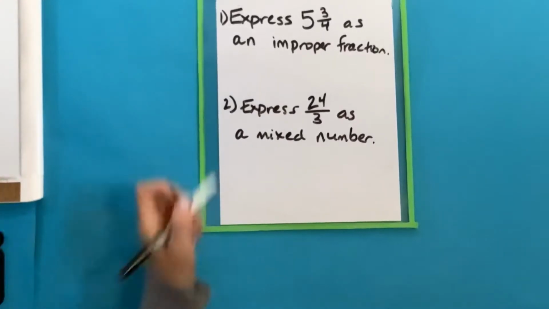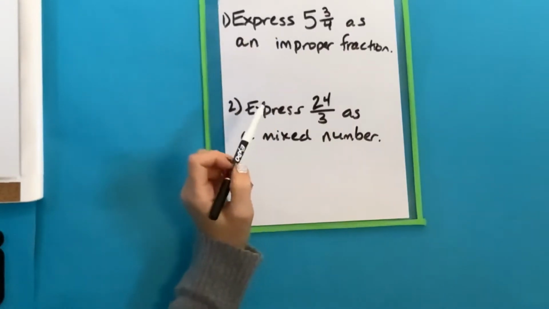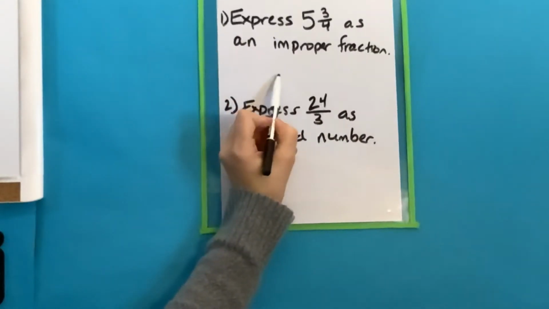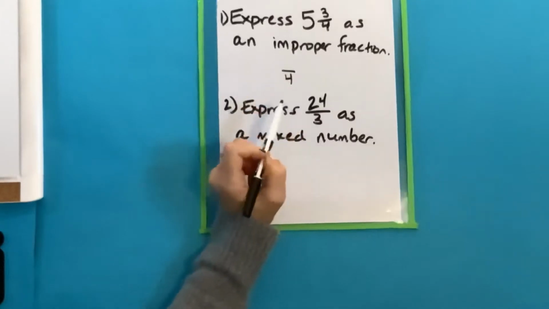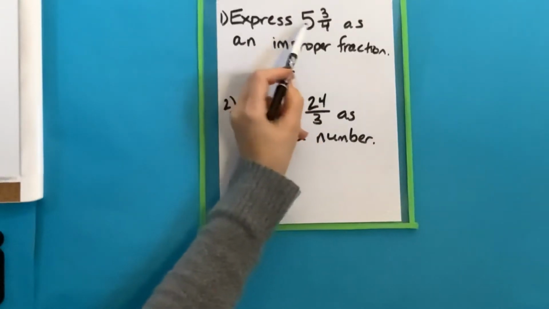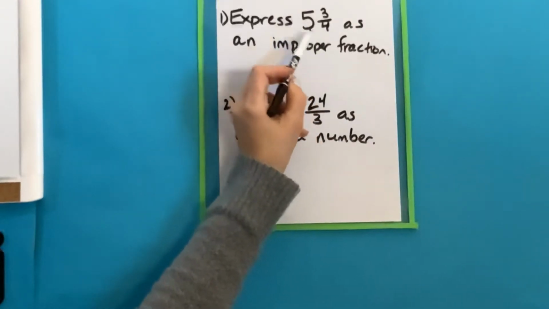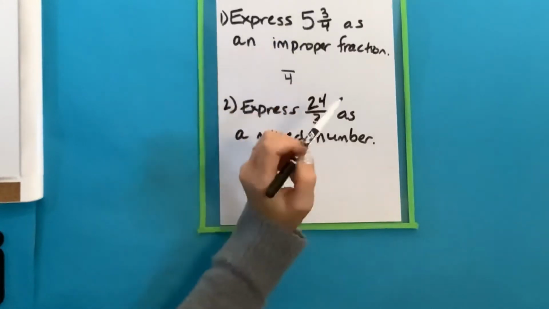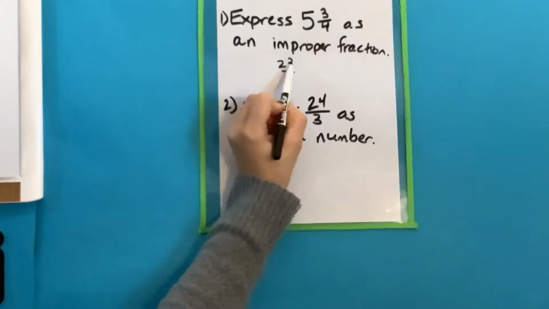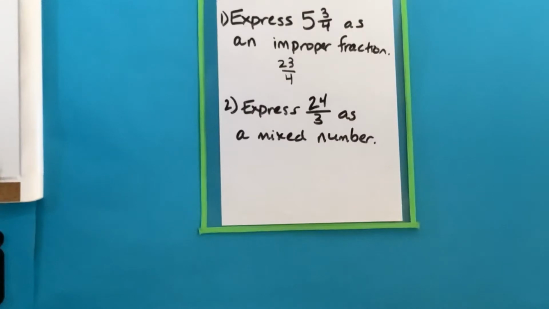So remember, fifth graders, when we're expressing a mixed number as an improper fraction, our denominator stays the same. We multiply our whole number by our denominator. So 5 times 4 is 20, plus 3 is 23. Our answer is 23/4.